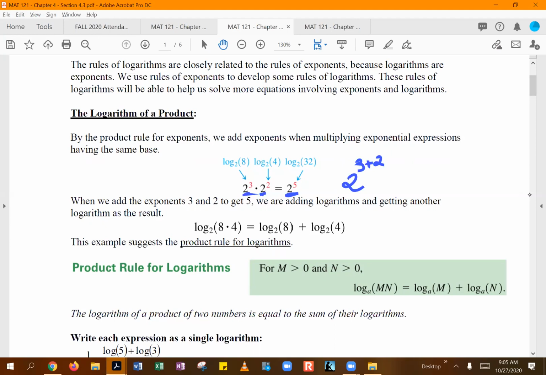2 to the third power can be written as log of 8 with base 2. 2 to the second power will be log of 4 with base 2. And then, of course, 2 to the fifth power is log of 32 with base 2. So you can see the way this rule translates for logarithms. If I take log of 8 and I add that with log of 4, 8 times 4 gives me 32. So that's how you come up with the answer. So remember, with multiplication goes addition.